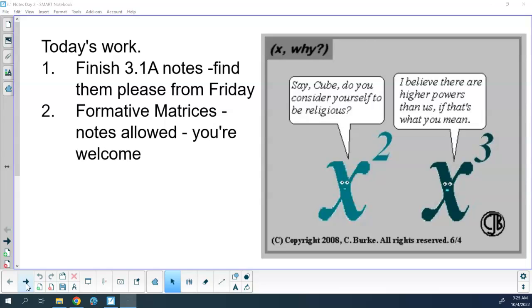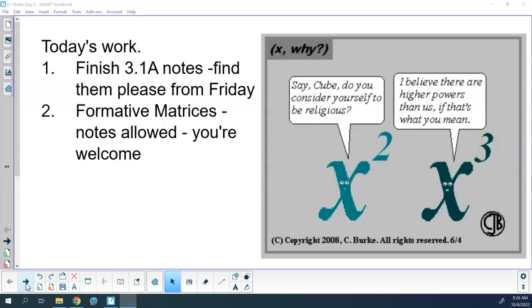So we've got that going on this week and then leaking into next. Okay? So yes, we are taking a formative today, but you get to use your notes on it. Ready, steady, go? Let's do this.